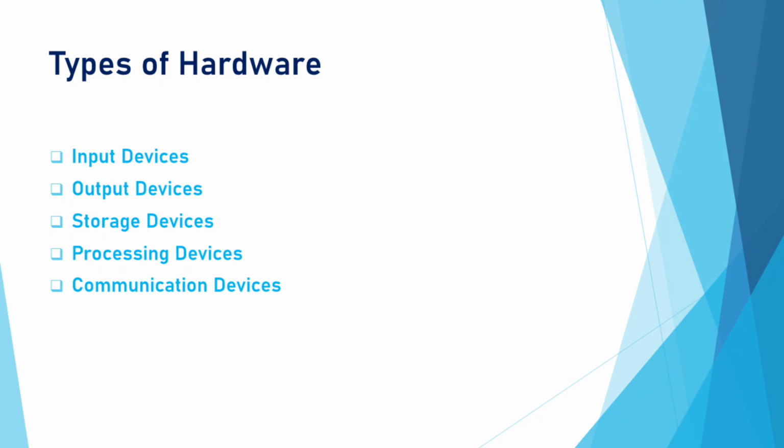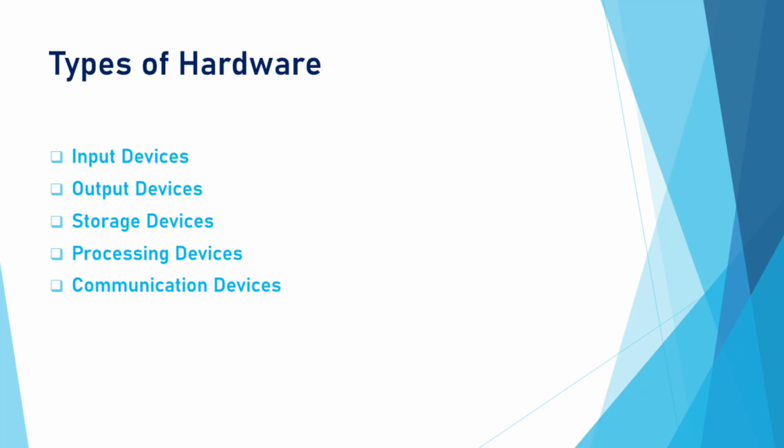And finally, the communication devices. These allow computers to connect to networks. Examples include Wi-Fi adapters, routers, modems, and network cards. Okay, so all these are the different types of hardware devices. Hardware can include input devices, output devices, storage devices, processing devices, and communication devices as well.